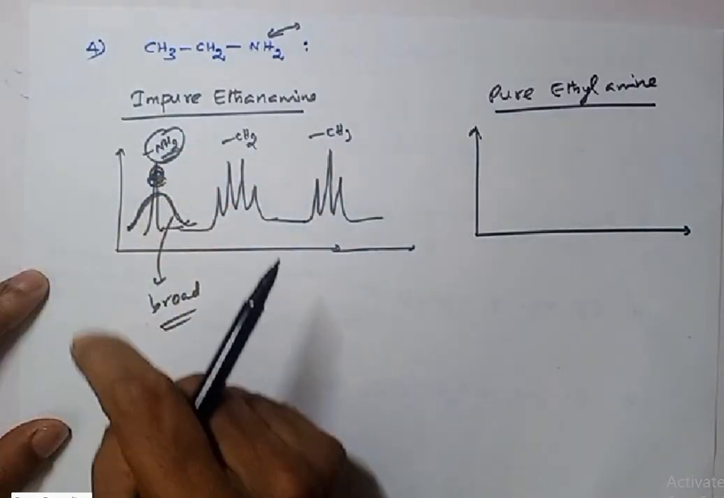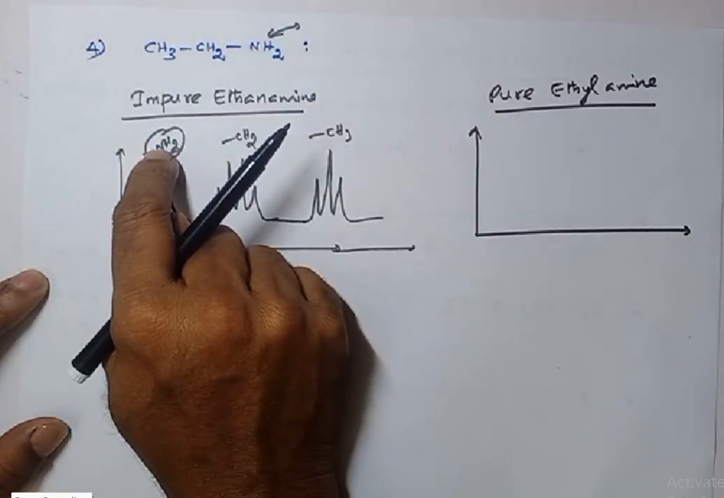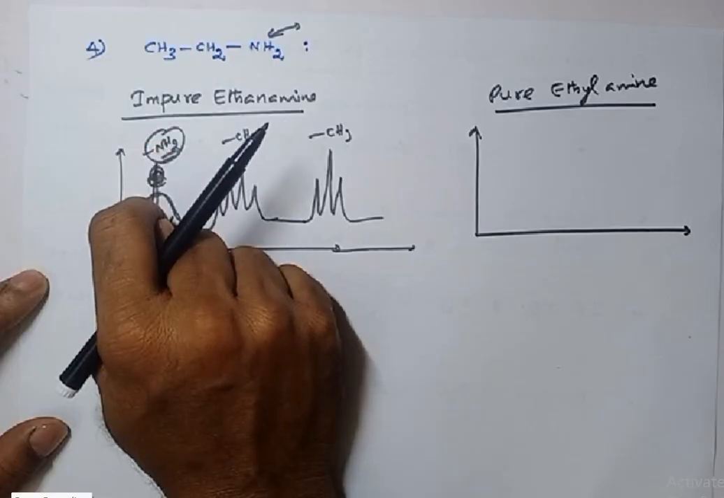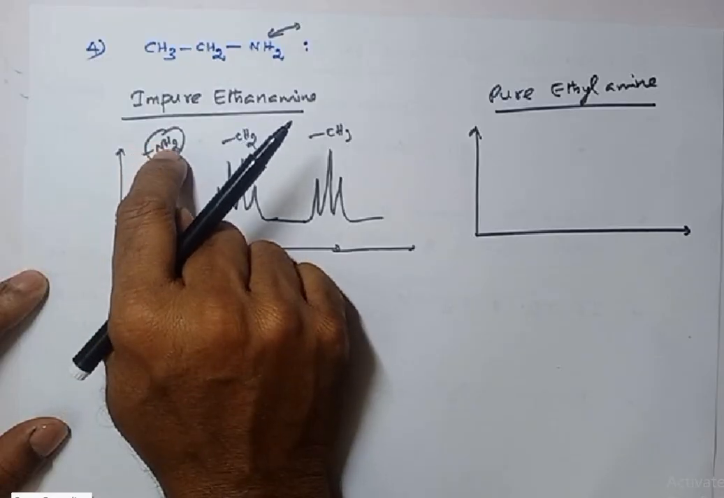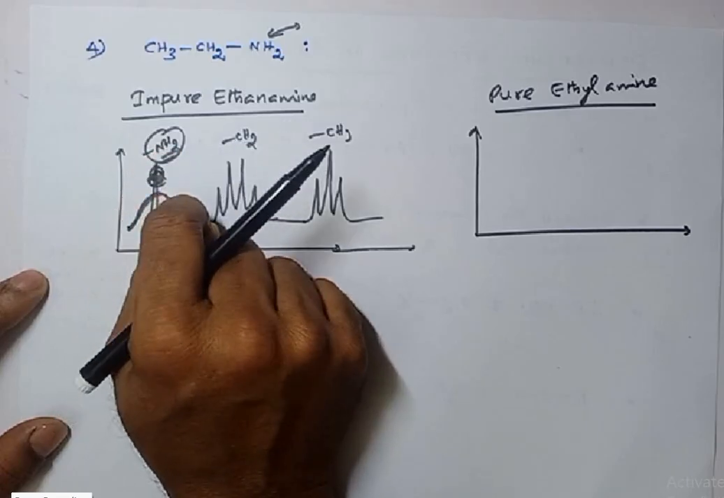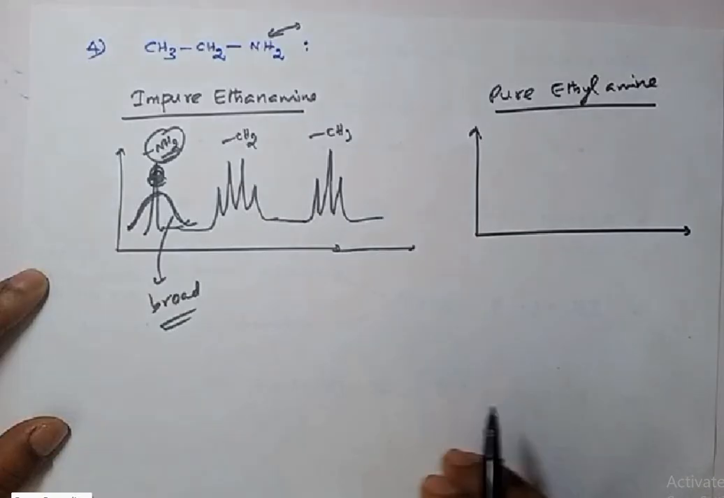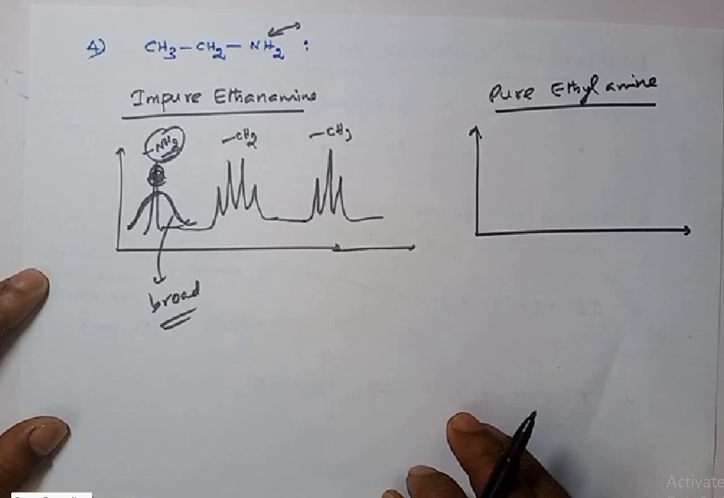And one more reason is there. What is that? Nitrogen is a quadrupolar nucleus. For nitrogen, the I value is 1. It is a quadrupolar nucleus. Due to the quadrupole effect, the signal usually appears as a broad peak. This is another reason why the NH2 signal appears broad. NH2, NH, these signals usually appear as a broad peak.